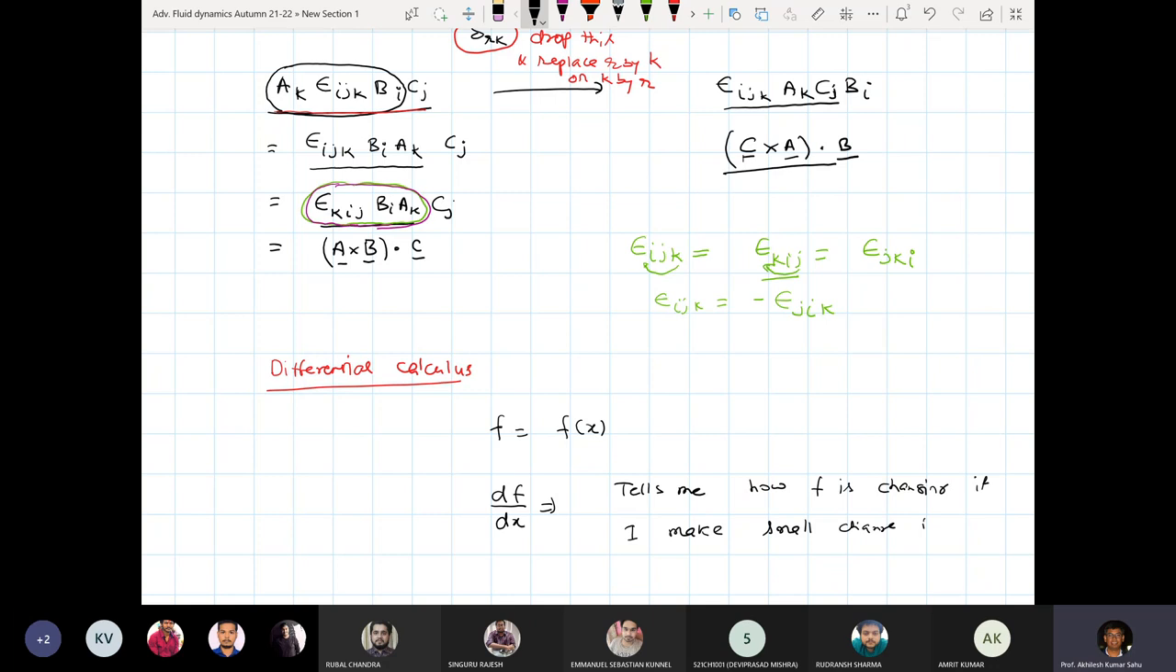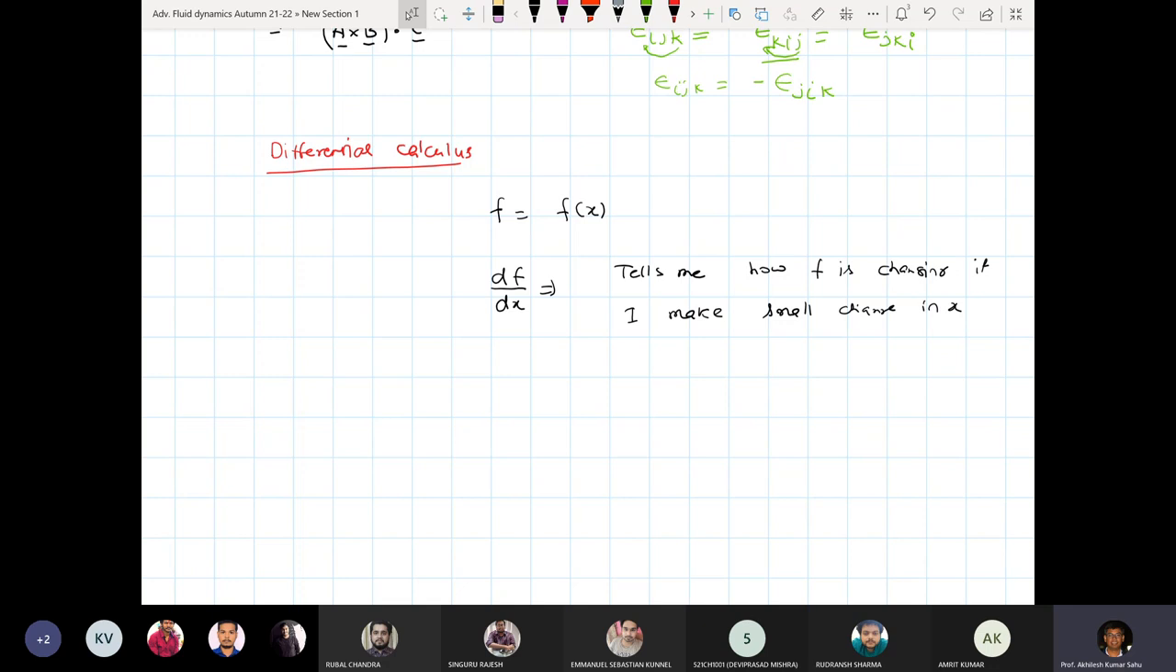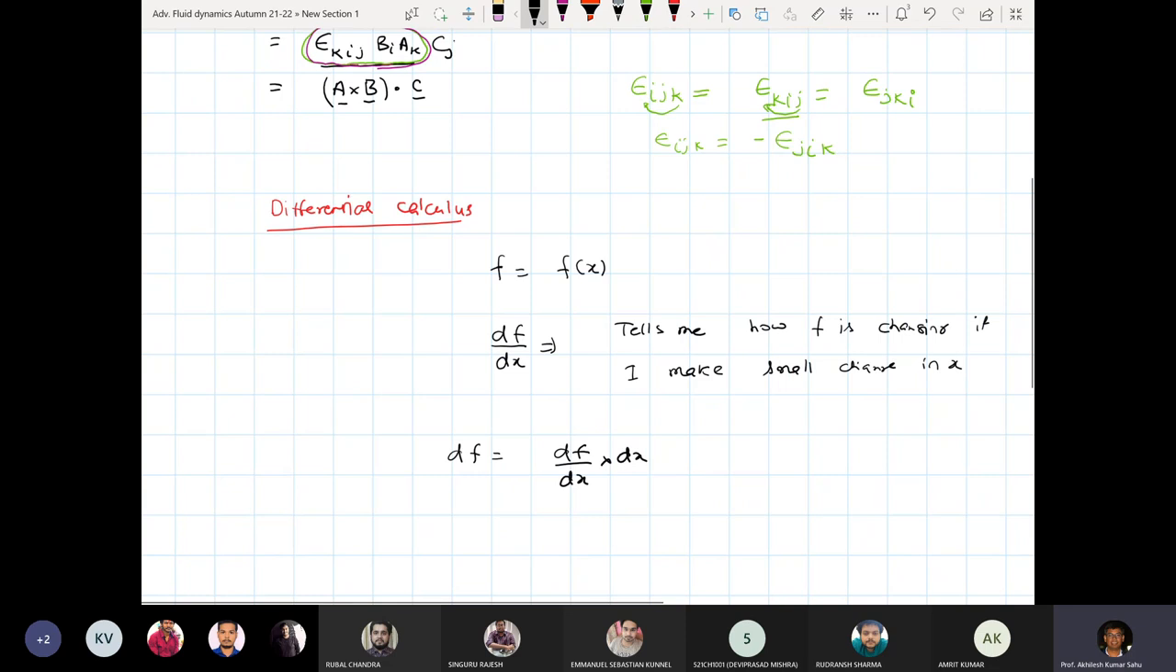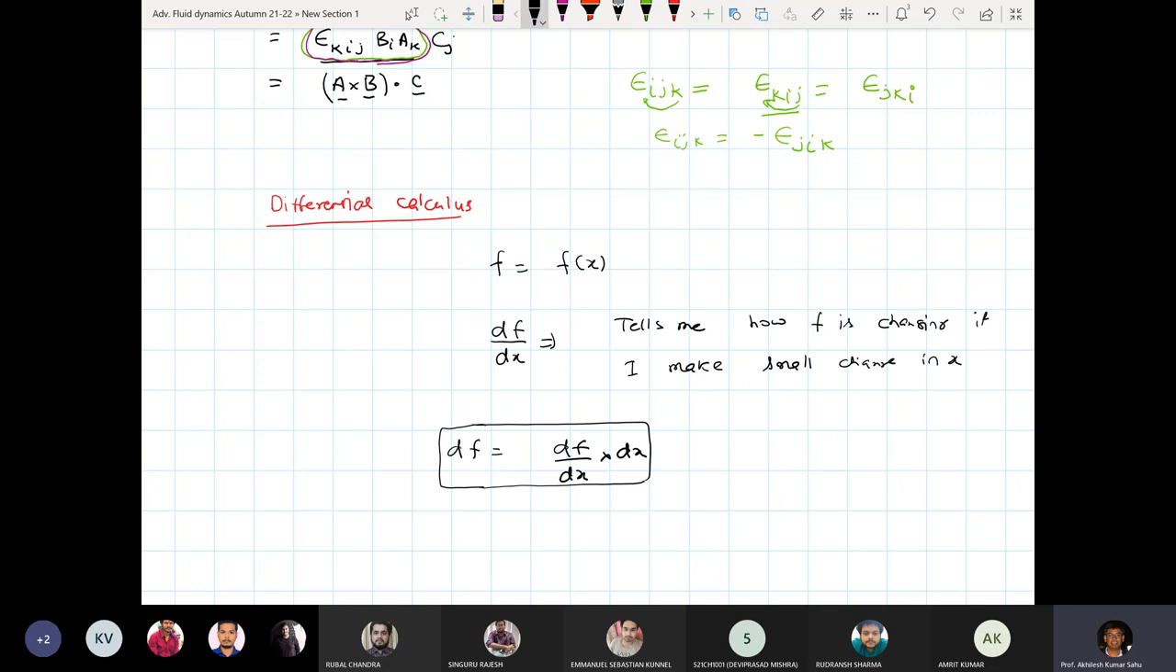So df by dx tells me how f changes when there is a small change in x. If you want to know the change in f, you can simply multiply df by dx into dx. So this is my df. What is df? The change in f. Df by dx tells me how f is changing when I change x by a very small amount, so if I do df by dx into dx, I'll get the df.